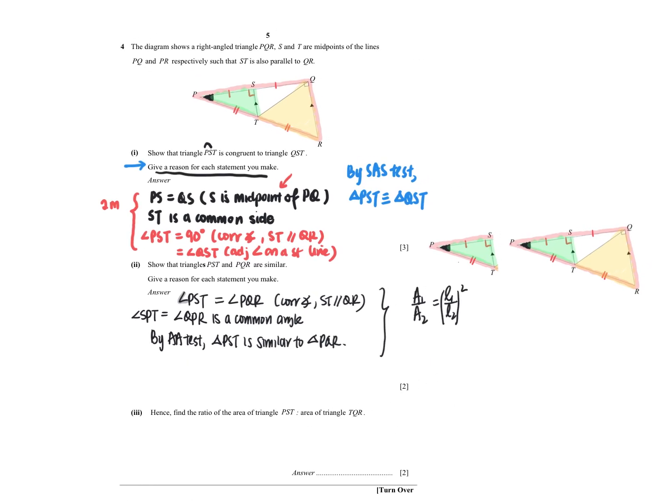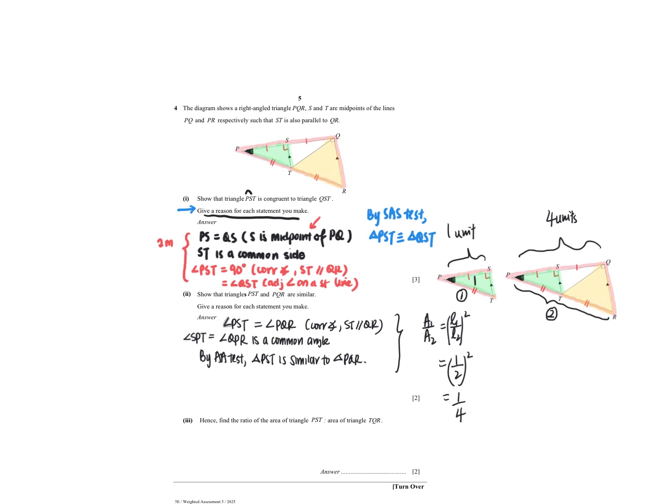This is 1 unit, right? This whole thing is 2 units because T is the midpoint. So I just compare the ratio of this side, it will be 1 out of 2 square. So it's 1:4, which means the green one is 1, the whole of this thing is 4 unit. Okay, so this thing is 1 unit, the whole thing is 4.